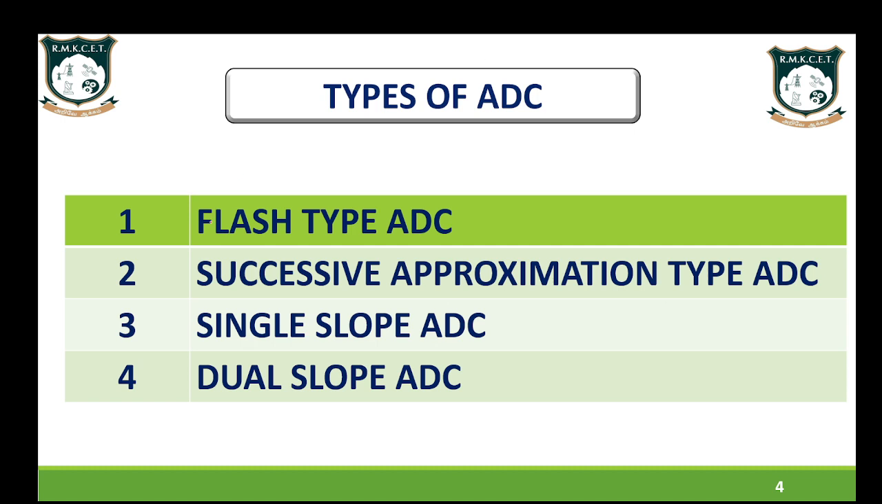There are different types of ADC and a few are listed here. First, the flash type ADC, also called the parallel comparator. The second one, successive approximation type ADC. Third, single slope ADC. The fourth, dual slope ADC. And today we will be discussing the successive approximation type ADC.